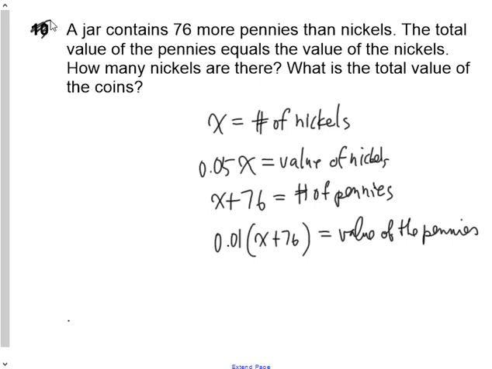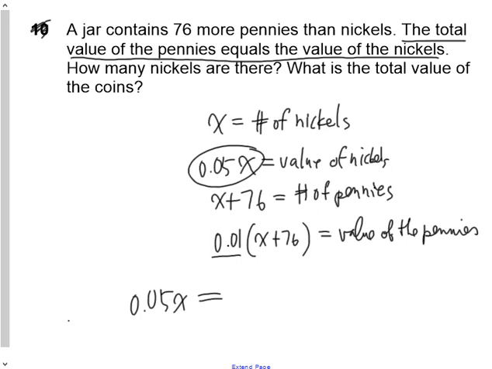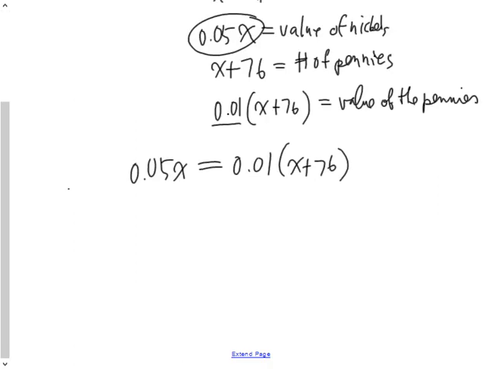So if x equals the number of nickels, then 0.05 multiplied by x is the value of the nickels. And if there are x nickels, then there's x plus 76 pennies, and multiplying that by 0.01 will be the value of the pennies. And then it says something very important here: the total value of the pennies equals the value of the nickels. So therefore, this expression is equal to this expression. And now we've created an algebraic equation that if I solve for it, I'll know how many nickels I have and how many pennies I have.